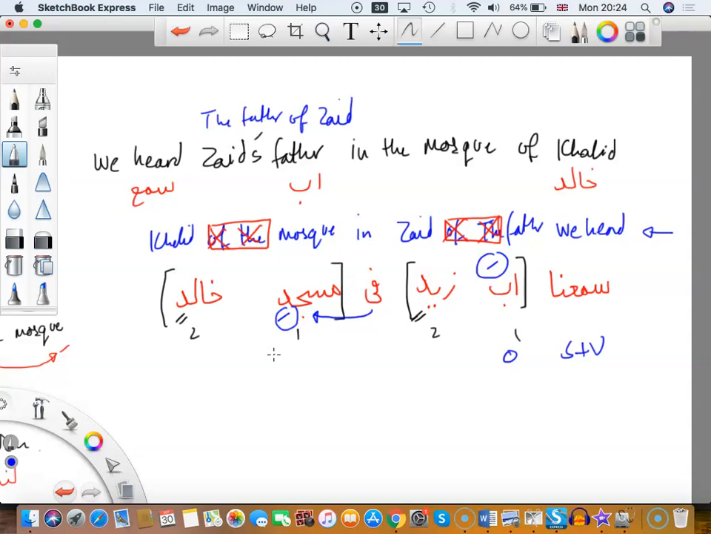So you have to go over your previous rules. You've got to go over them again. Everyone understand? So, Sami'na Aba Zaydin fi masjidi Khalidin. Did everyone get that? Which part did you get?